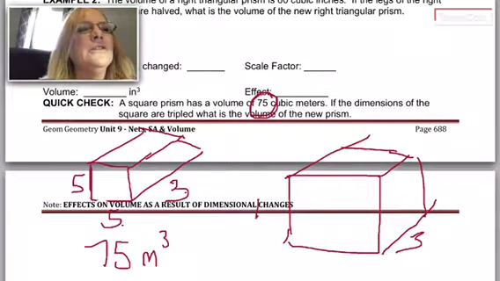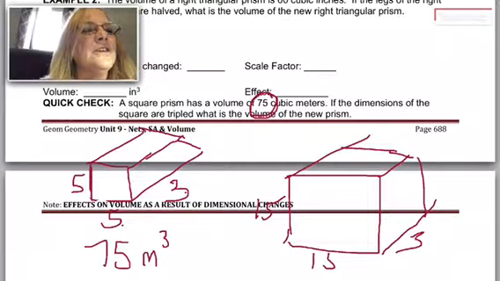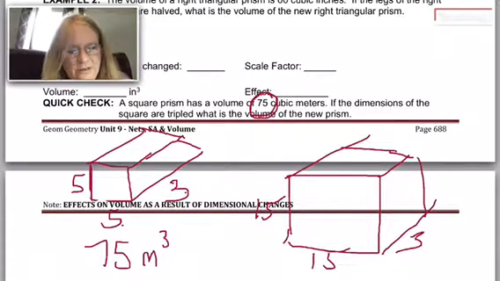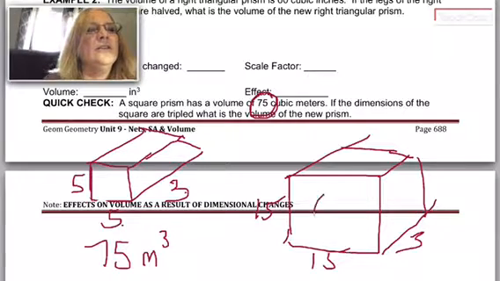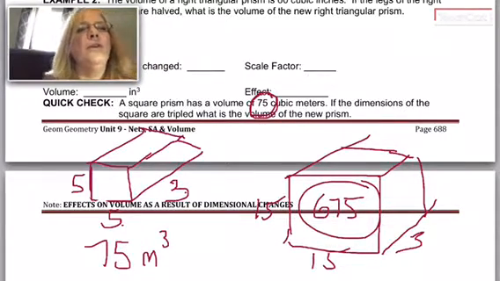So 5 times 3 is 15. So this is 15 times 15 times 3. And I get, let's see, I did something wrong. 15 times 15 times 3. And I get 675. So this is my new volume.